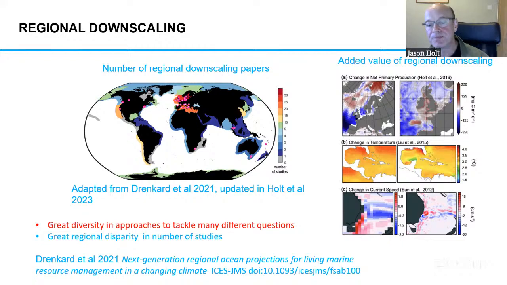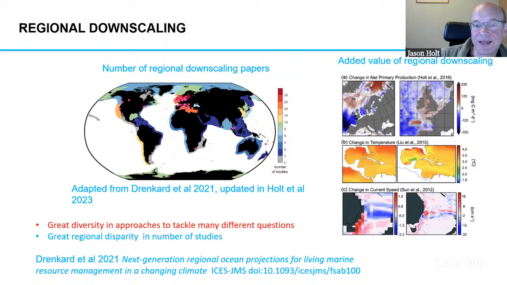So lots of studies have done this around the world. We've mapped that by large marine ecosystem in this map up here. And you'll see that there's a great disparity. Some regions are very well covered, such as the Baltic. Other regions, such as East Africa, have few or no studies. So this is a real challenge in terms of how we can provide this information to places around the world. And that's the kind of thing we want to address in the FLAME project.